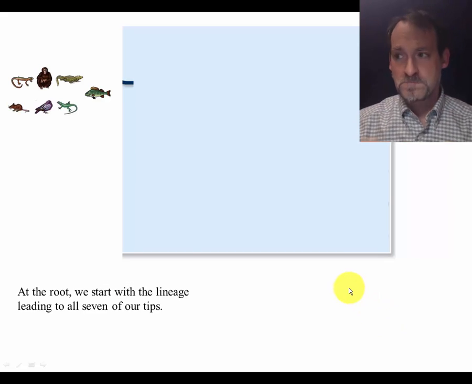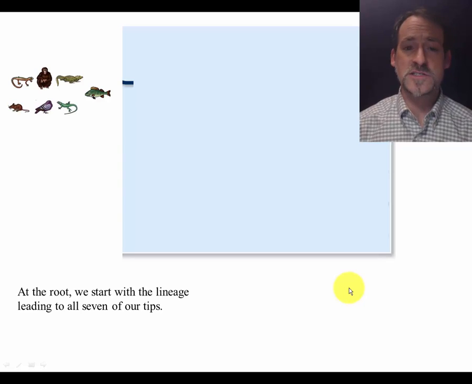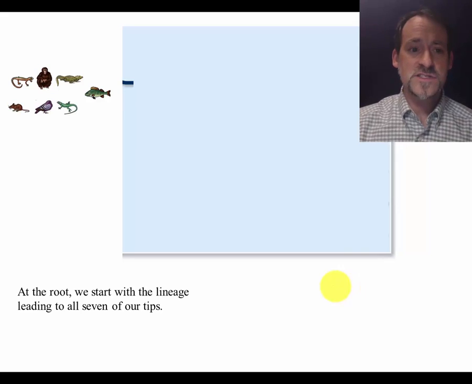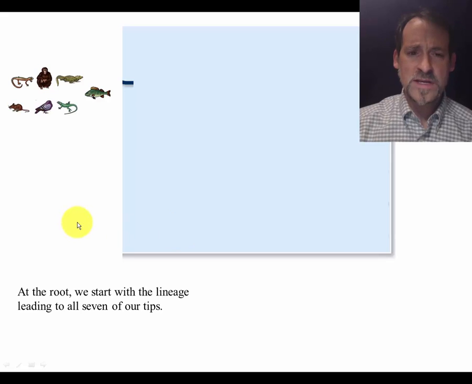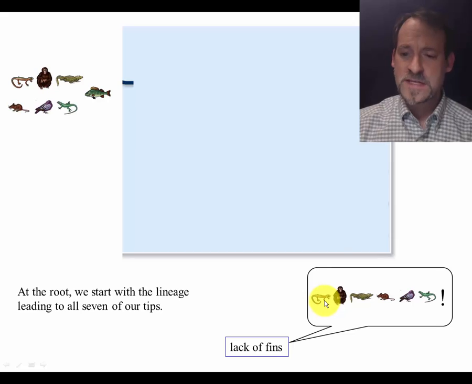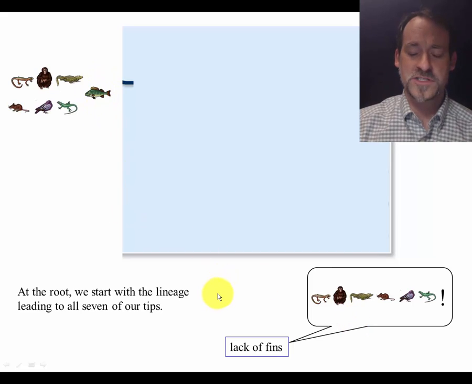Well, what do we know to begin with? We know that there's a lineage at the root of this tree that we're trying to reconstruct that leads to all 7 of these species. Okay, and so what's our first character, the one with the largest number of organisms that share the derived trait? It's lack of fins. Well, lack of fins, let's see, that suggests that all 6 of these belong together in a clade. Oh, but it leaves out the perch.